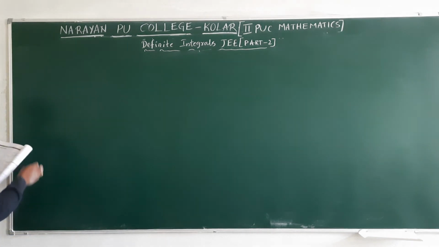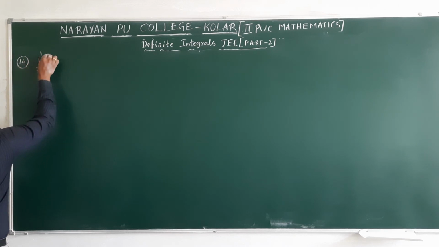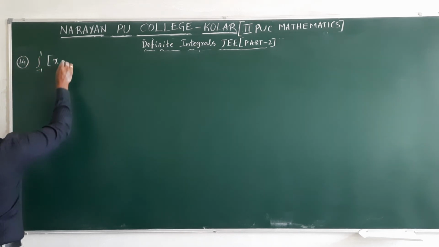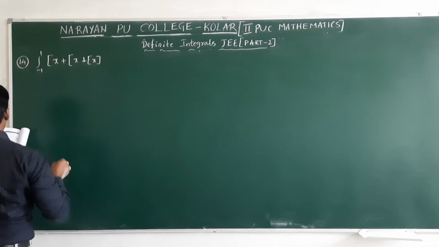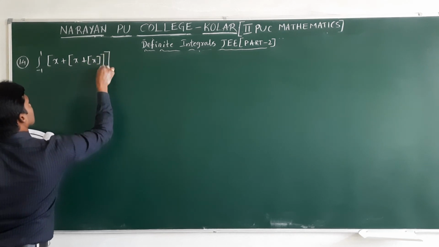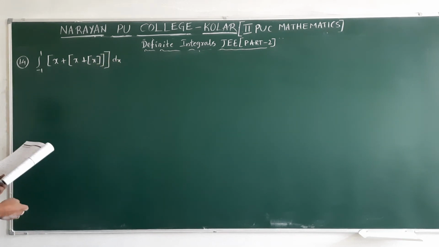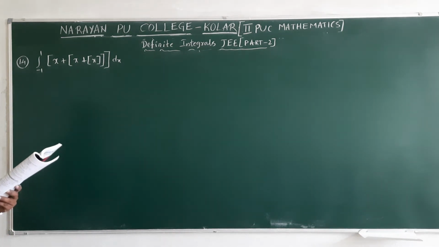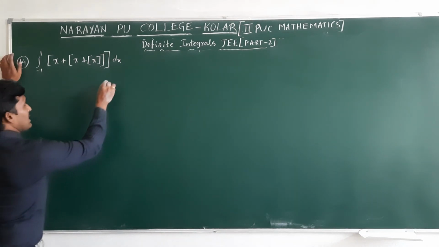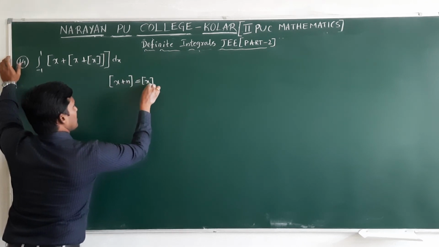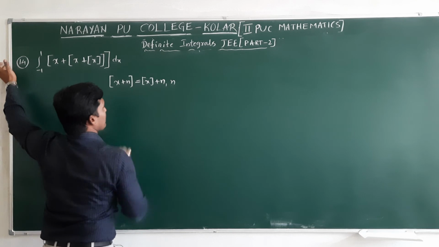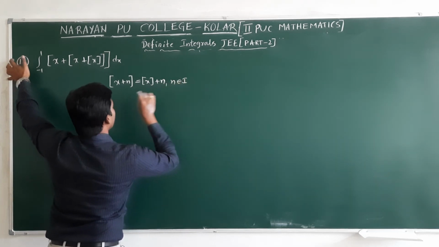Next one, 14th question: integral from minus 1 to 1 of step of x plus step of x plus step of x into dx, where step x denotes the greatest integer function, is equal to. Here remember, for any value step of x plus n, where n is an integer, this is equal to step x plus n, where n is an integer.